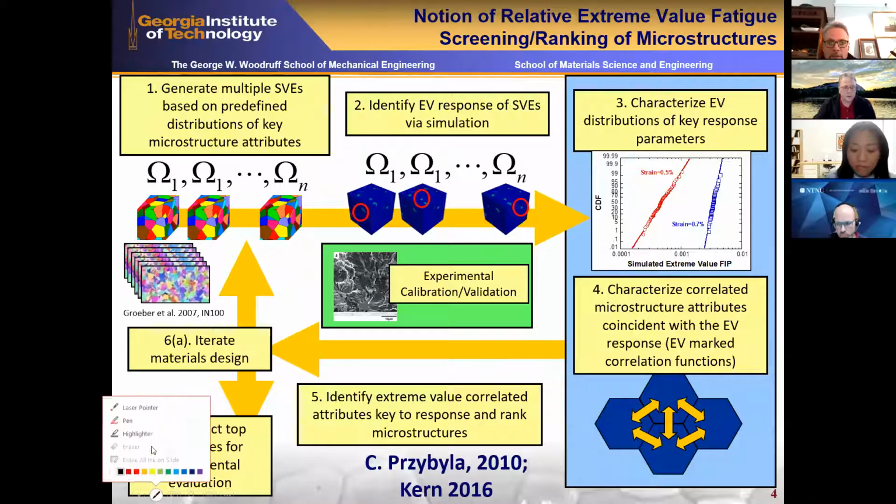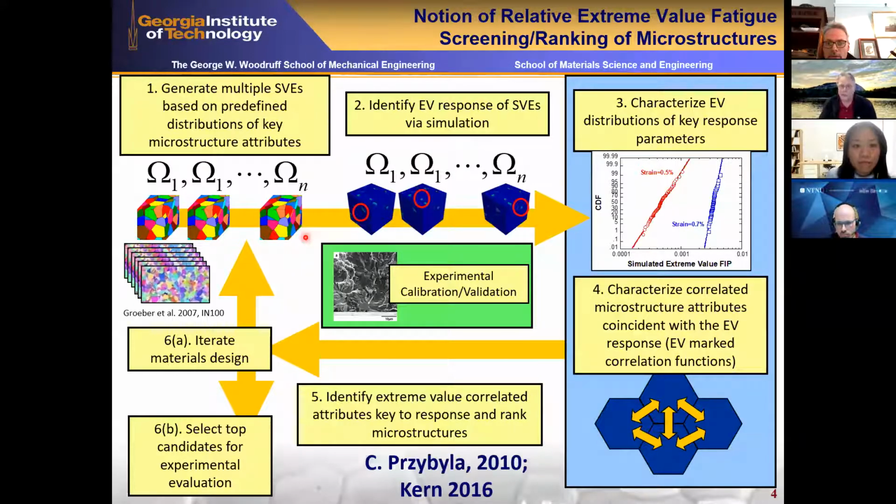So let me use my laser pointer here. We start with generating a number of statistical volume elements. These are periodic volume elements that encompass enough grains or phases such that it captures important two-point or radial correlations between microstructure that produces high driving forces, but small enough so that it's not a representative volume element.